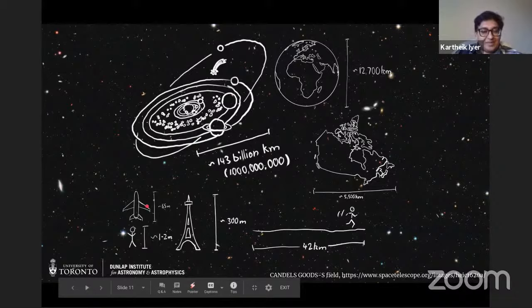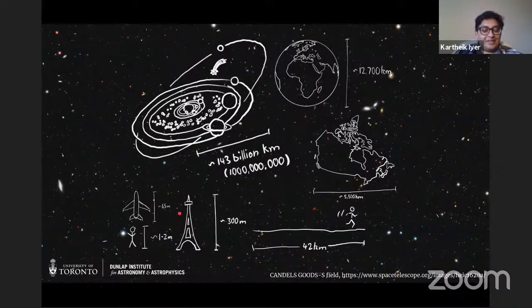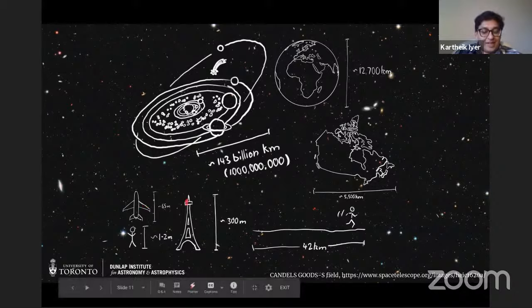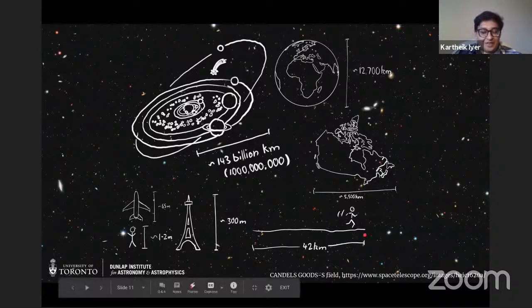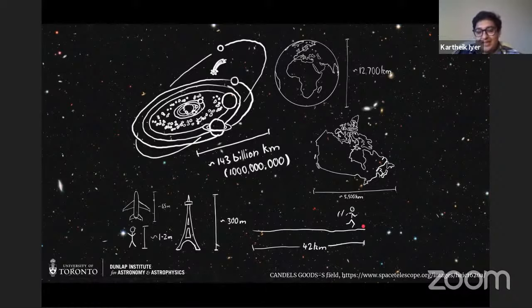and go up by something that's 60 times longer, which is the size of an airplane. If we go up by another 5 times, we reach the height of the Eiffel Tower. Now, if we jump from there to, say, a person who runs a marathon, then that person covers a distance of around 42 kilometers, which is a few times bigger than this. And if this person runs a marathon around 100 times from across the breadth of Canada, then he would end up covering the 5,000 odd kilometers that breadth consists of.